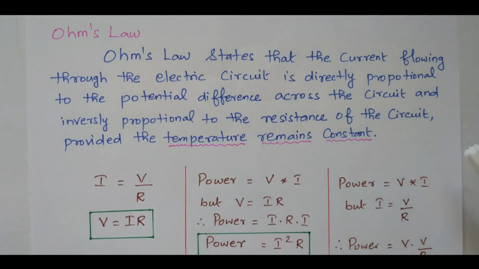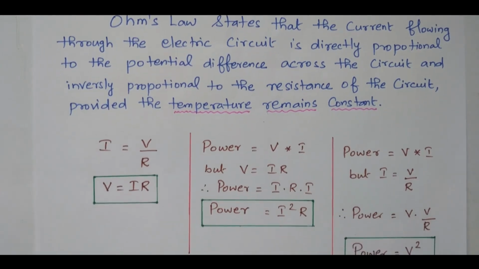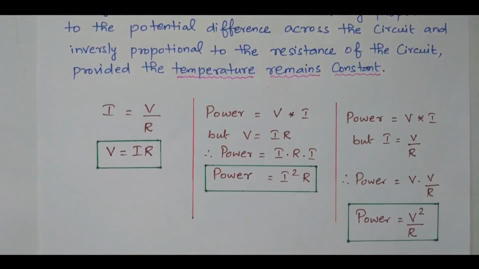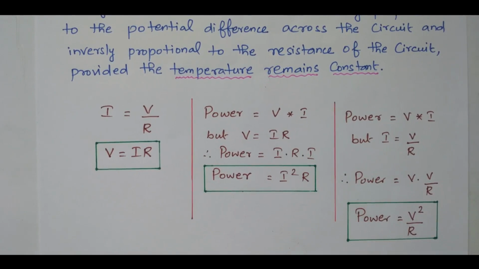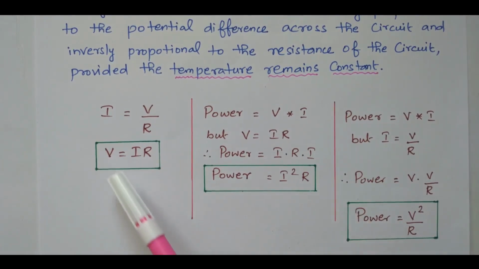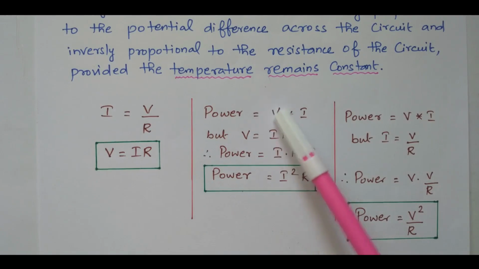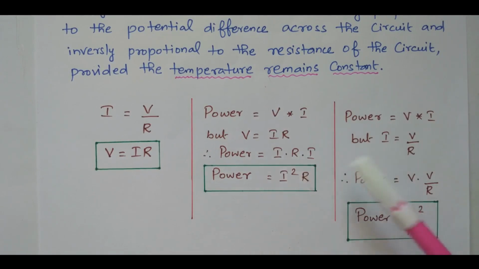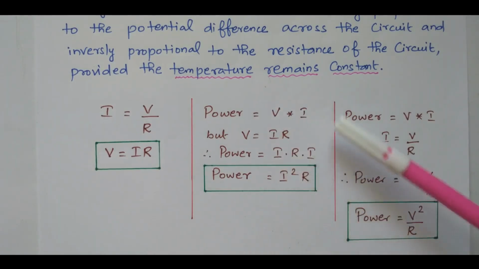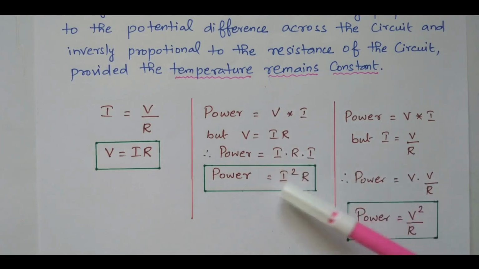So temperature remains constant. Now we'll see the expression for power from Ohm's law. V equal to IR. Power is nothing but V into I, voltage into current. We know that power equal to voltage into current. But based on Ohm's law, V equal to IR, we will substitute this. So power equals IR into I. This V is replaced by IR, then this I is written. So what will happen? I square R. So power can be expressed in a new formula called I square R.